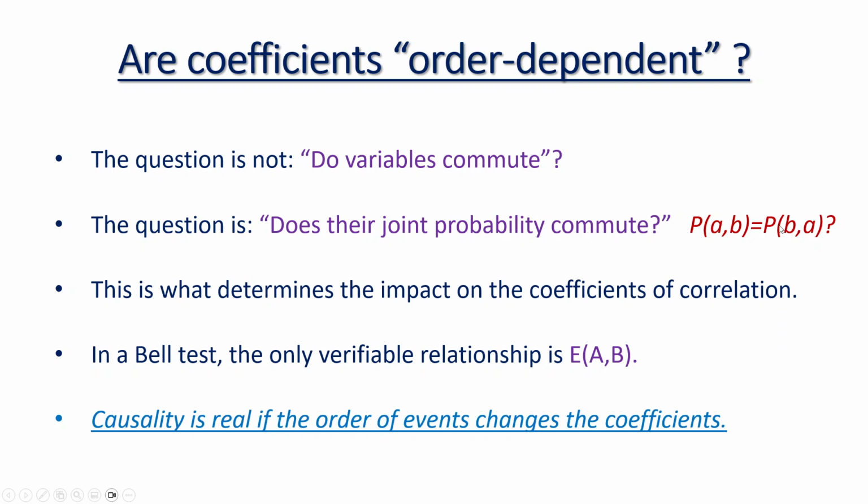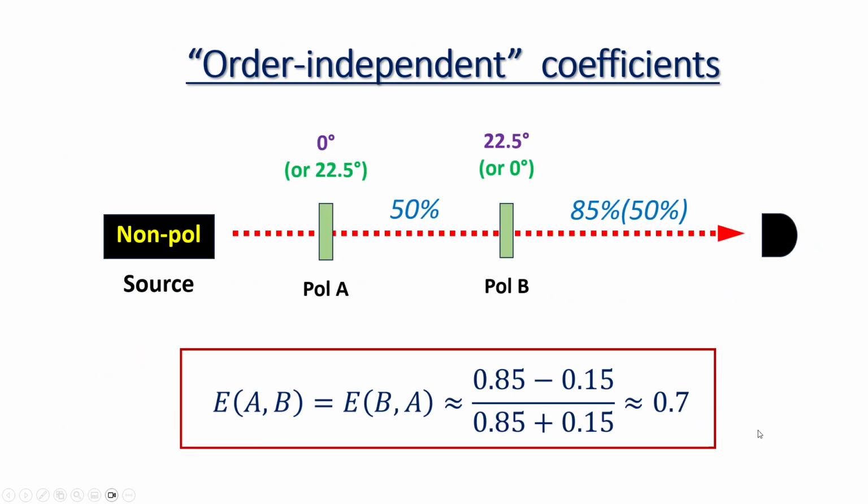I have shown you a few minutes ago that we can only determine the reality of direct influences between events if their joint probability is affected by the order of events. In other words, it does not matter what other operations are possible and whether these other operations commute or not. The only thing that we can determine with confidence in a Bell experiment is the coefficient of correlation. So the question that we need to ask is whether the coefficients of correlation between two variables depend on the order of measurement. Let us return to our example with an unpolarized classical projection.